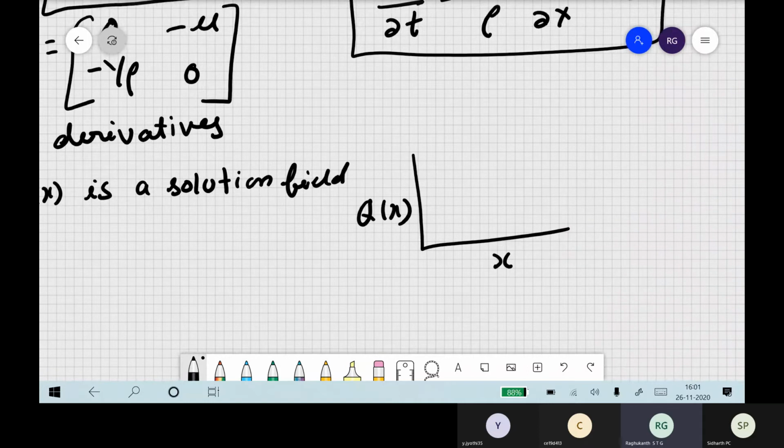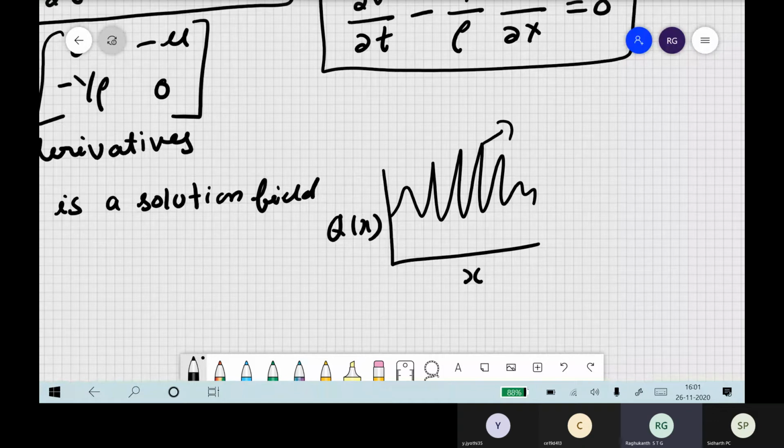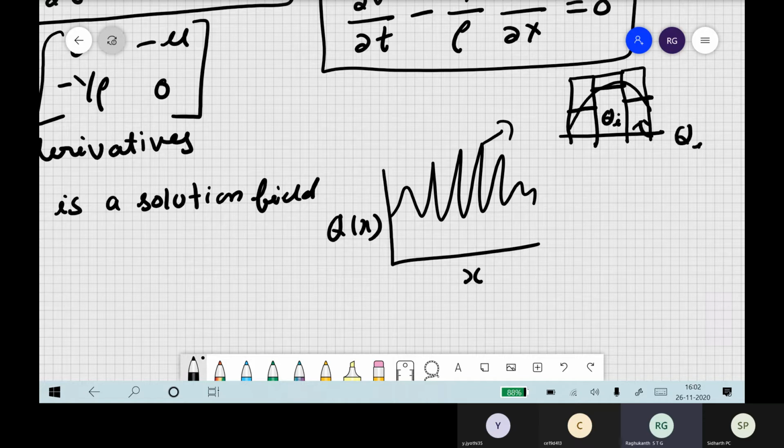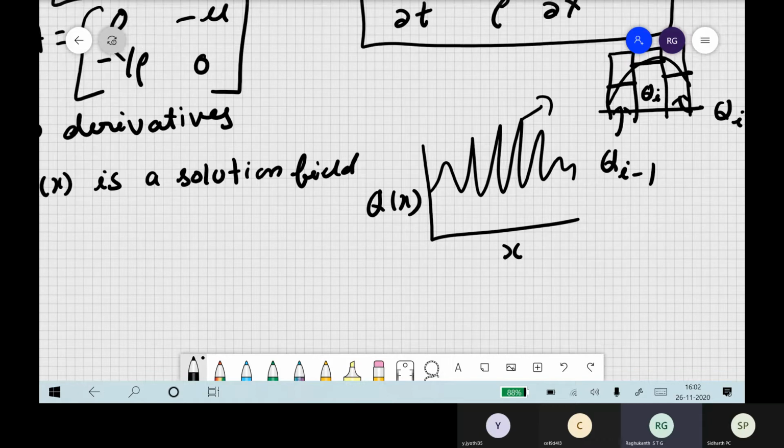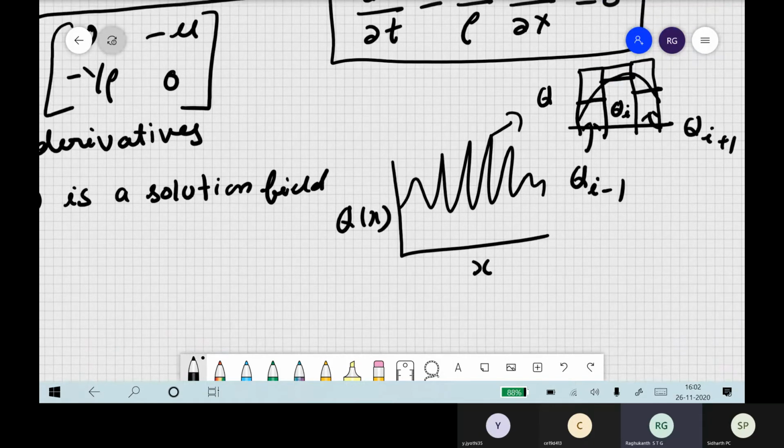Now in finite volume, this is my original solution field. If I zoom up, this small portion is my solution field. We divide this into elements kind of a thing, but here it will be volumes. Then we replace these elements with their averages. This is the concept here. So this is our qi, this is qi plus 1, and this is qi minus 1. These are my cells. This is my q of x.